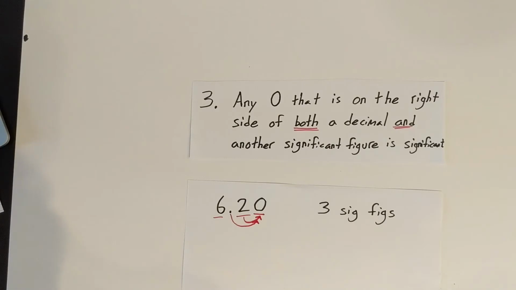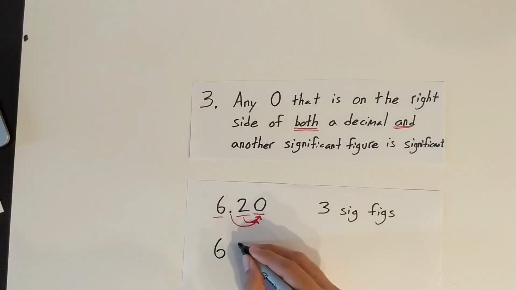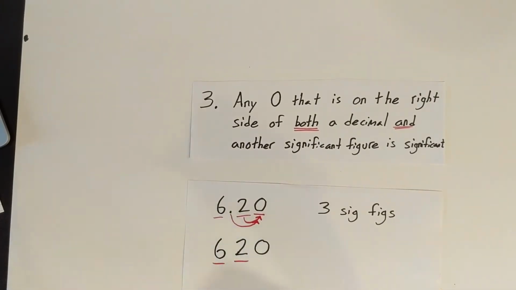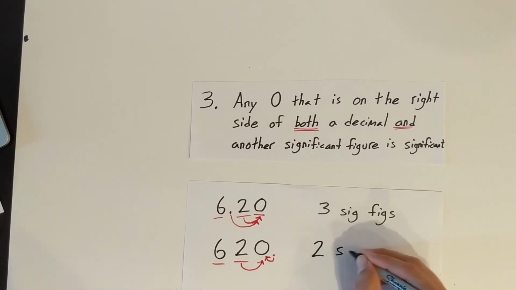Let's do a few more examples because this rule is a little bit harder to pick up on. What if I had 620? If I had 620, I would know the 6 and the 2 are still significant figures. This 0 is to the right of the 2, but it is to the left of the decimal. So that one would not be a significant figure. So this one's only 2 sig figs.